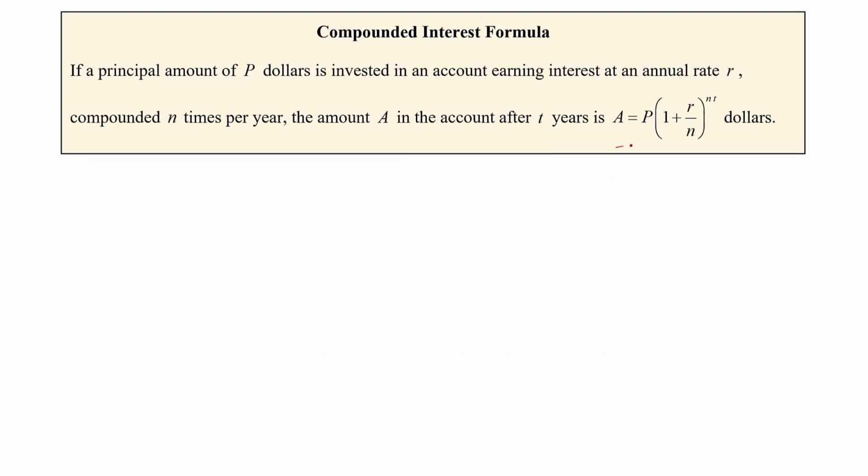A equals P times 1 plus r over n, raised to the nt, where P is the principal amount of dollars that are invested in an account earning interest at an annual rate r. Here we'll need to make sure that r is in decimal format before plugging it into our formula. Interest is compounded n times per year, and then the amount A is the amount that we will have in this account after t years.